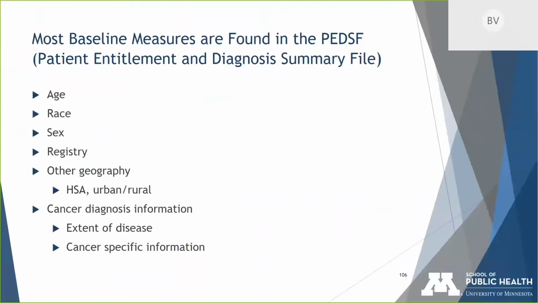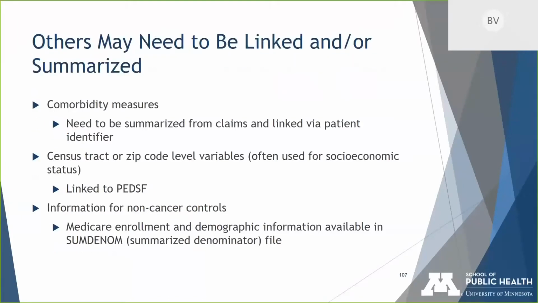Things that we usually measure from the PEDSF: the patient's age at diagnosis, oftentimes their race, sex, registry, any other geography of interest, whether it's health service areas or urban-rural differences. We look at cancer diagnosis information. We'll be talking about each of these in turn. Other information that we may include in our Table 1 may need to be found in other files and sometimes summarized and then linked back to our PEDSF or our cases.